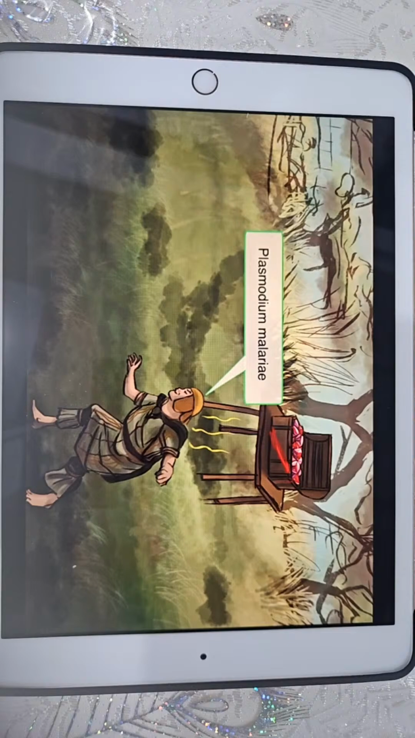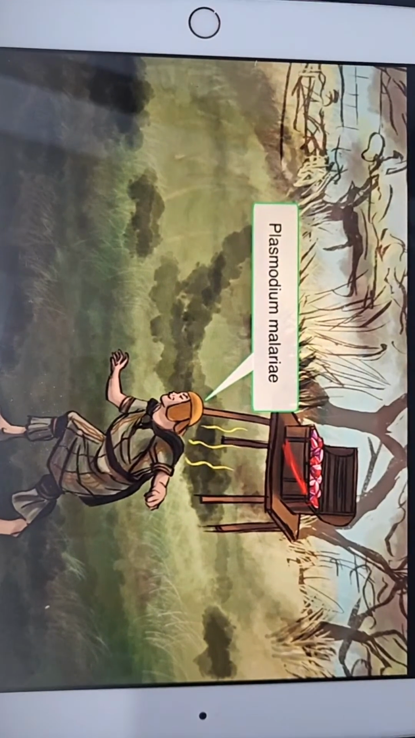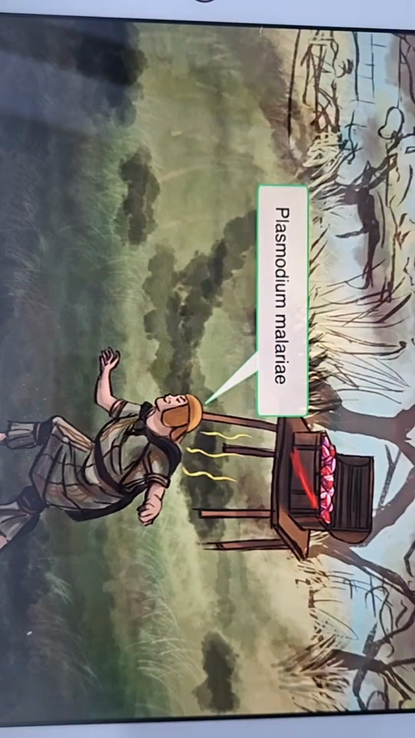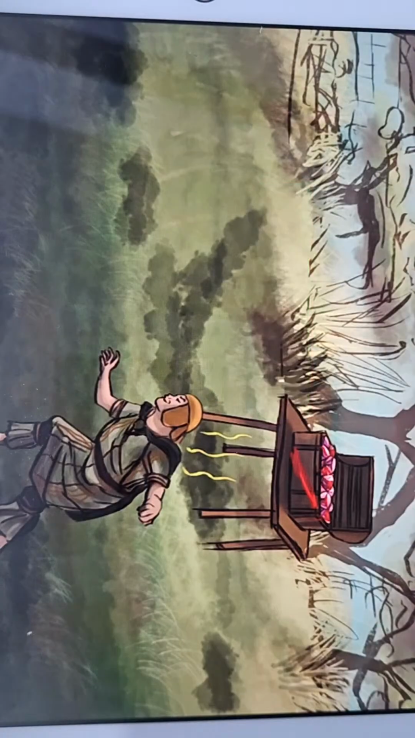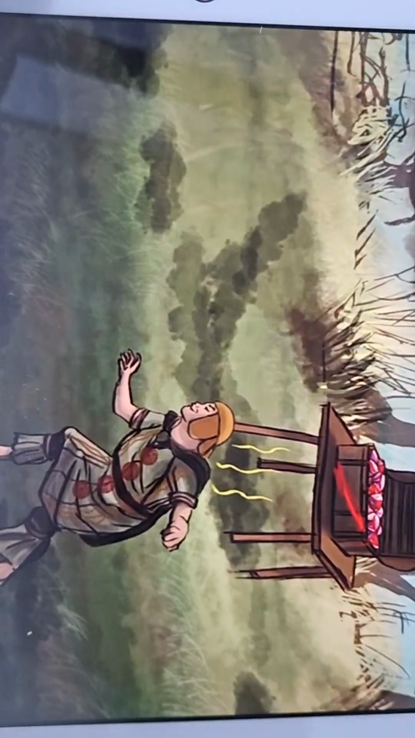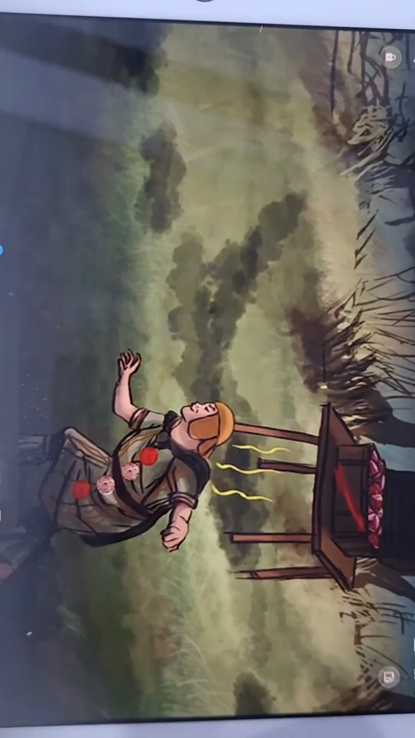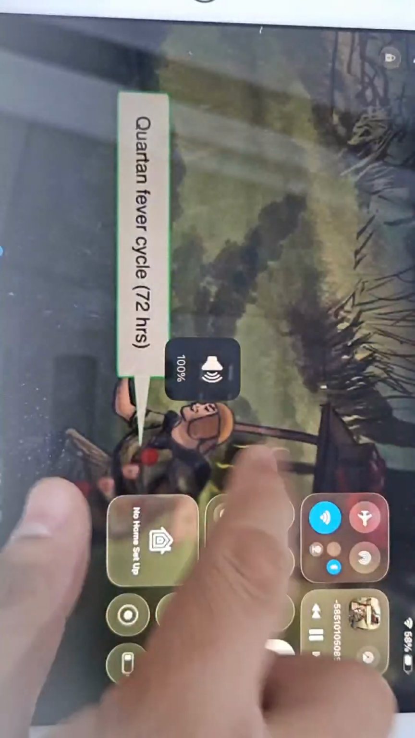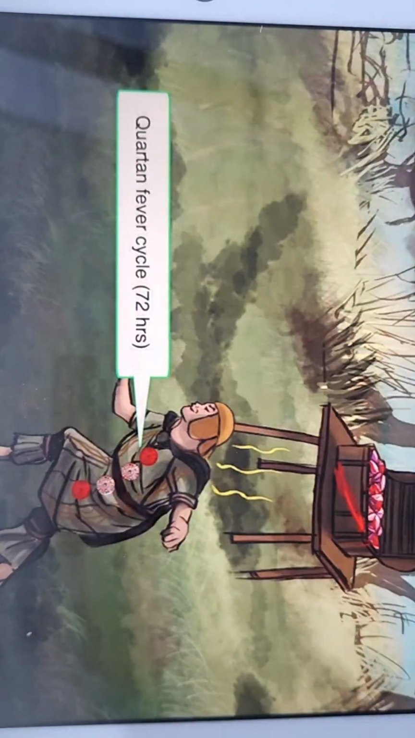What's interesting about the different species that cause malaria is that they each have a unique fever pattern. Plasmodium malariae follows a quartan fever cycle, meaning the fever occurs on day 1, then 72 hours later, it occurs on what would be day 4. We'll represent this by drawing these buttons on the front of his tunic. And notice that the 1st and 4th buttons are colored like the red-hot African sun.